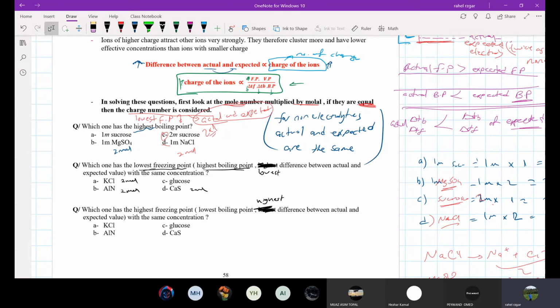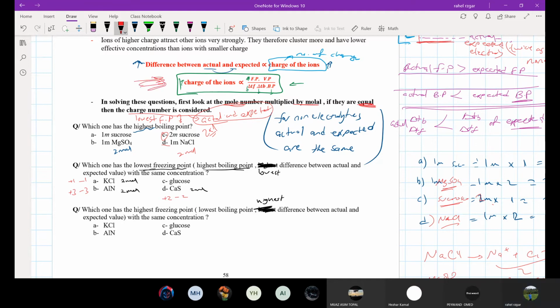KCl. What is the charge of KCl? +1 -1. Aluminum nitride +3 -3. Calcium sulfide +2 -2. This is where you have to know the table. Okay. Let's look at the rule.